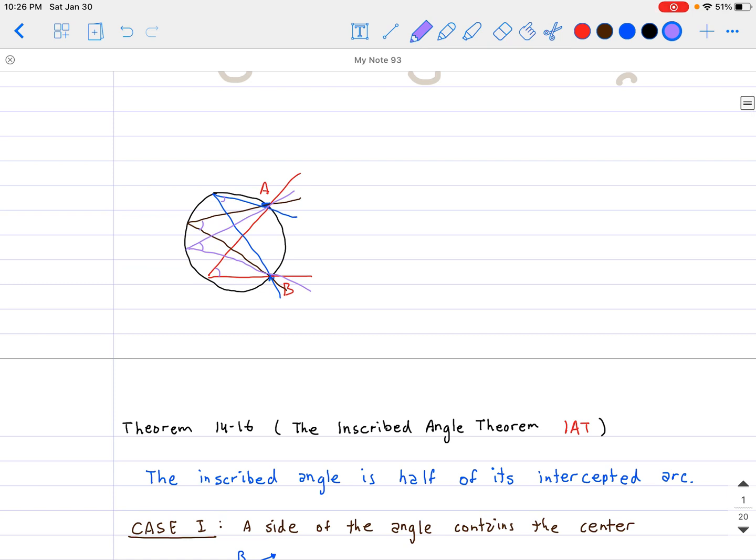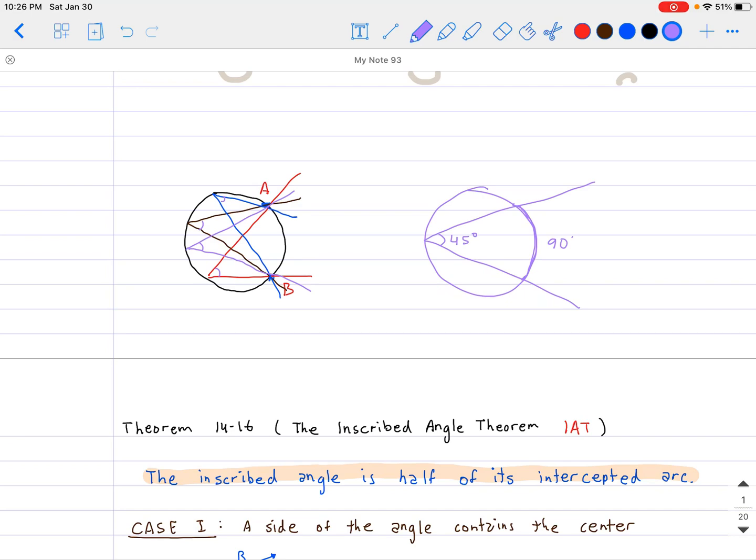The theorem right here is called the Inscribed Angle Theorem, or IAT for short. And this is basically what it says: the inscribed angle is half of its intercept arc. The inscribed angle is half of its intercept arc. So going back to our previous example, that means that if you have a circle and an arc right here, and let's say that arc is given to you as 90 degrees, then the inscribed angle is going to be 45 degrees, because that's half of the arc right there.